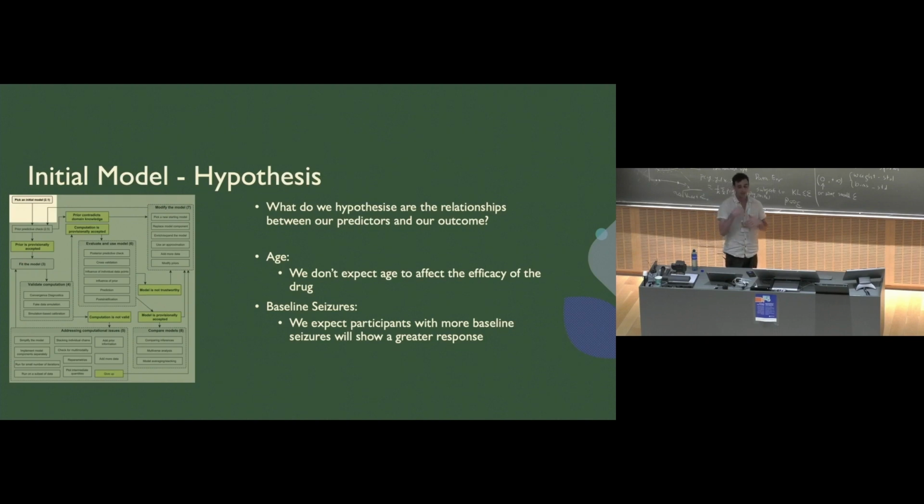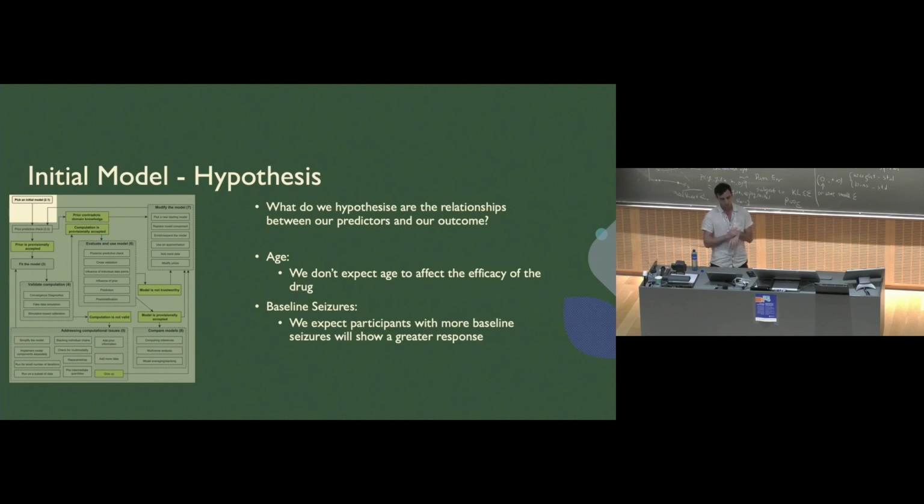because individuals that have more seizures have more that they can reduce and change. If someone starts with only 4 seizures, the greatest amount they can reduce is by 4. But if they're starting with 20 seizures, there's a lot more opportunity to reduce. So we would expect that patients that have a higher baseline level of seizures will show a greater response.